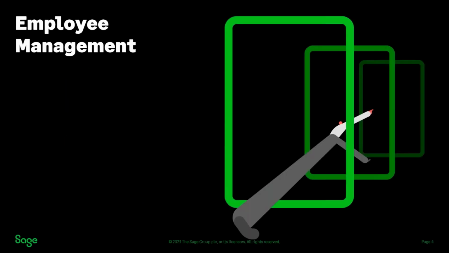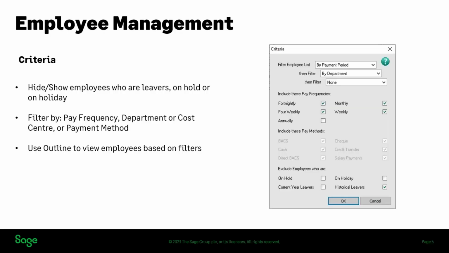So let's move straight on to the first section of the webinar, where I'm going to run through some employee management tips. And this is all around tidying up your employee list and controlling what's visible within that list in terms of leavers, employees on hold, and different groups of employees. So the first thing we're going to take a look at is the criteria settings.